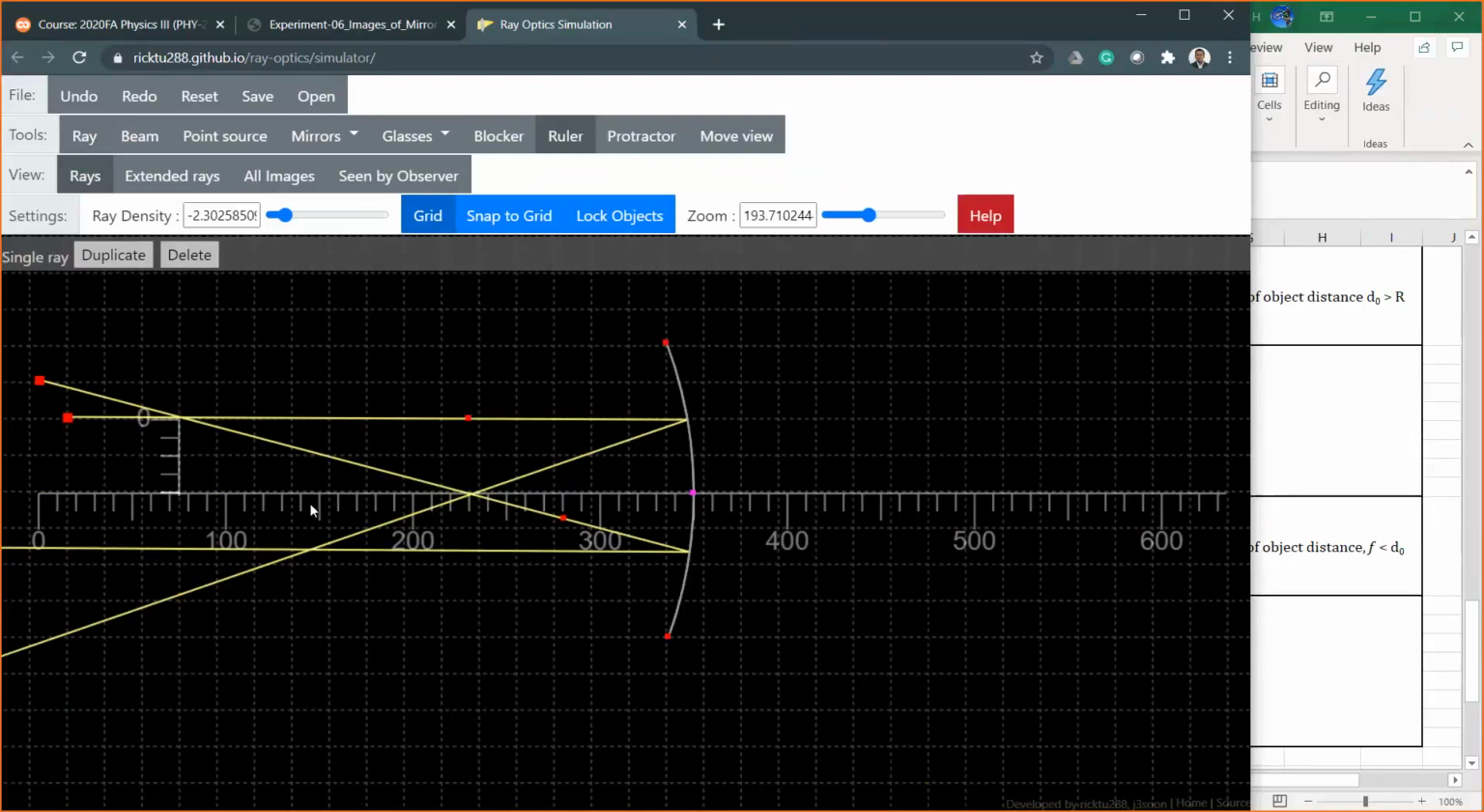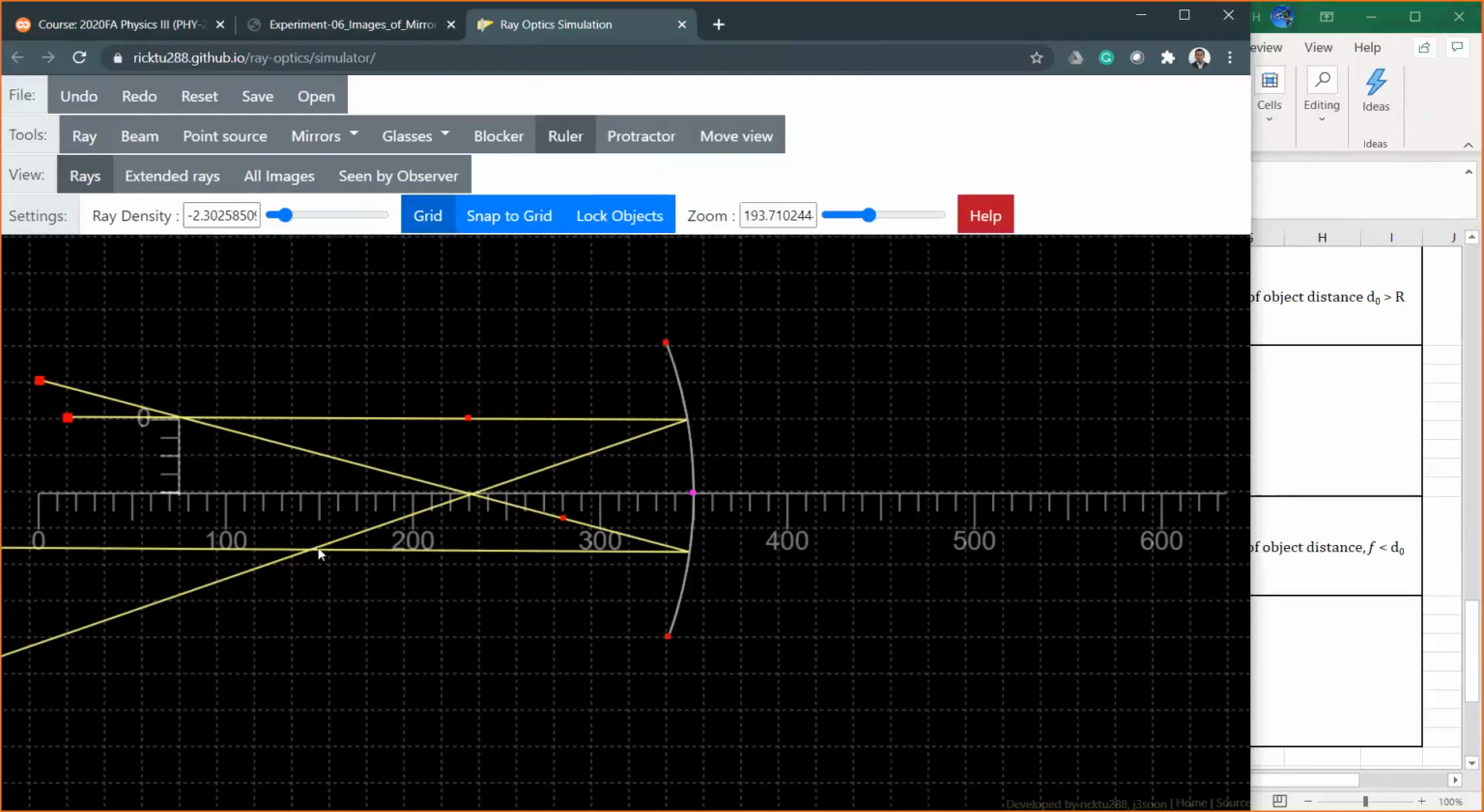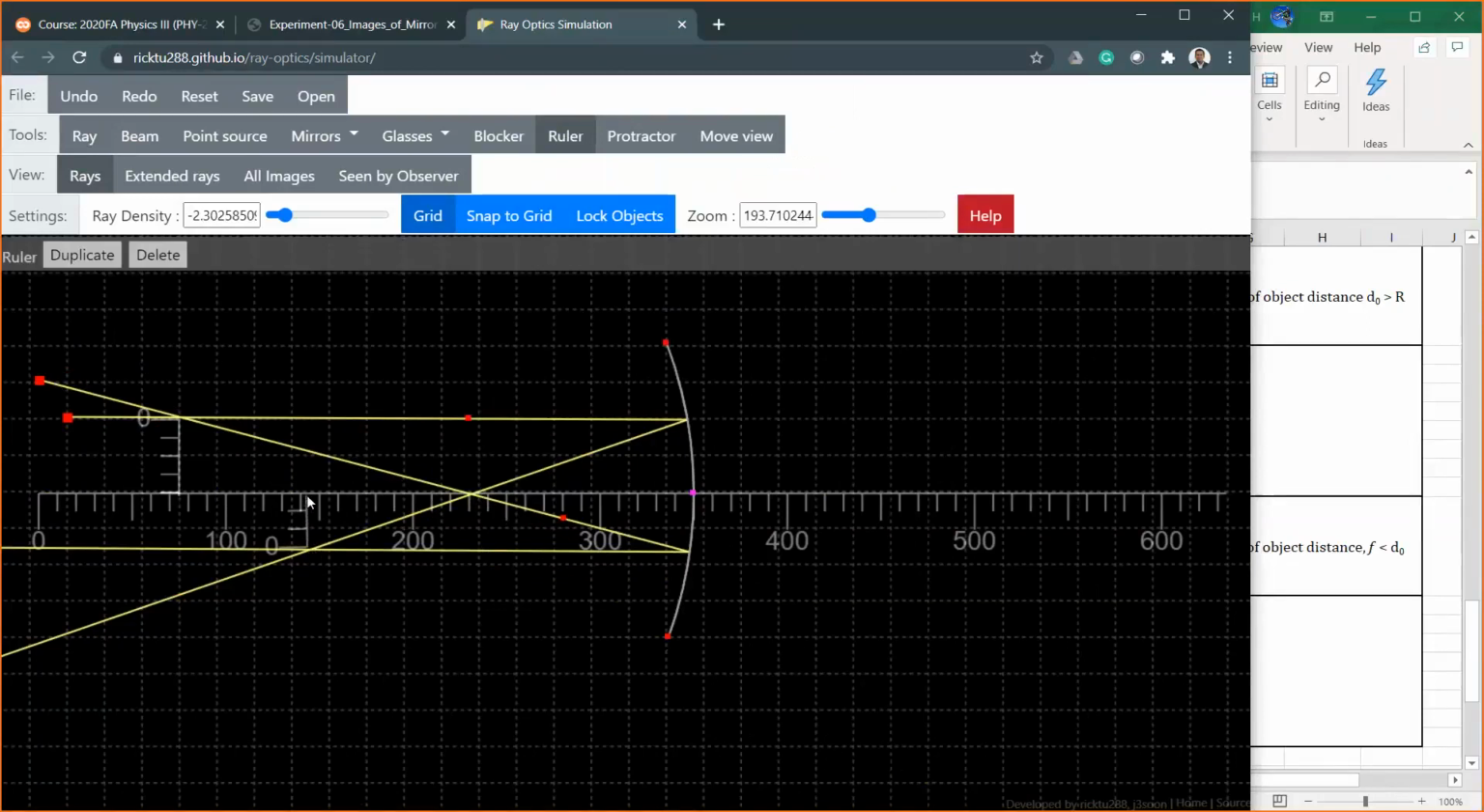Now this is the image location. Let's mark the image also. Now that's our image. This is the image, this is the object. You can take a look at this actually in the discussion. You can discuss whether you got it the right way or not. Now my object is much further away from the center of curvature point. The image should be smaller and inverted, which is exactly what we are observing. So we have it the right way.